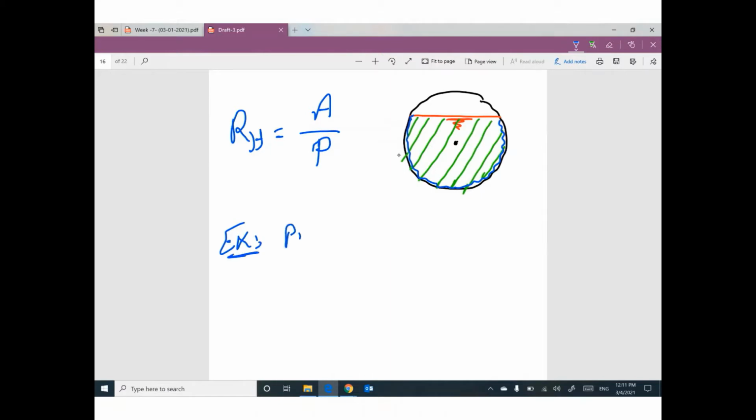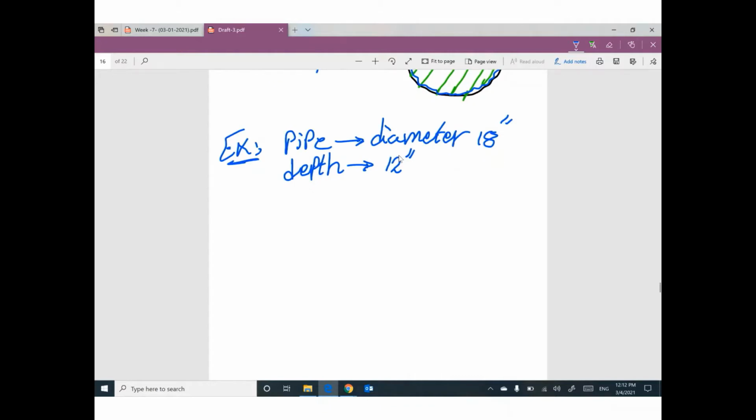We have a pipe. This pipe has a diameter of 18 inch, and the water depth in this pipe equals 12 inch. What do I mean? I have a pipe. The diameter of this pipe is 18 inch. The water depth in this pipe is 12 inch. It's a little bit higher than half circle.